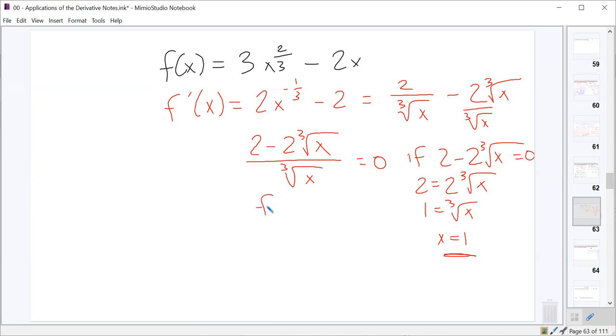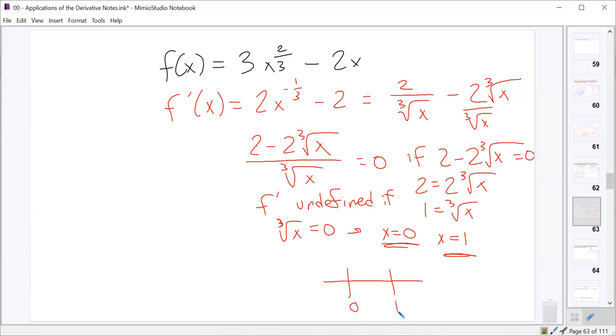And this would be undefined if the cube root of x, the denominator, was equal to 0, which would be x equals 0. So we've got two different critical values here, x equals 0 and x equals 1. So we'll put those both on a sign chart and test some values on each interval in our derivative.